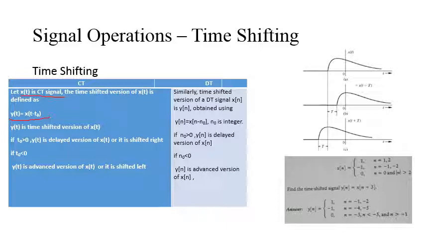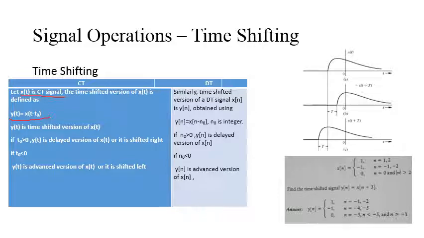Okay, now you understand that shift can be towards the right, where you shift the signal right side, or shift can be towards the left, where you shift the signal left side. So that depends on the value of t naught. So if t naught is greater than 0, what does it mean? It means t naught is positive, right? So in that case the resulting signal, which is y of t, will be shifted right, and we call that y of t the delayed version of x of t.